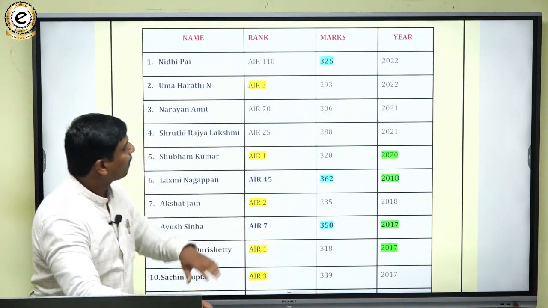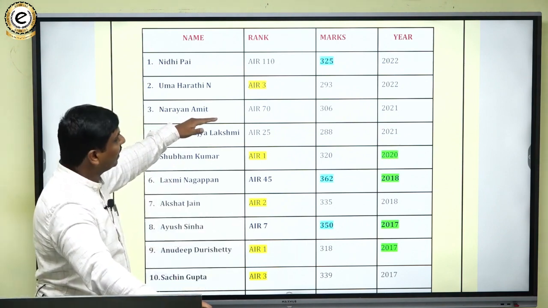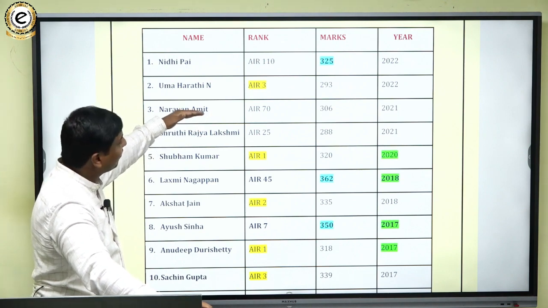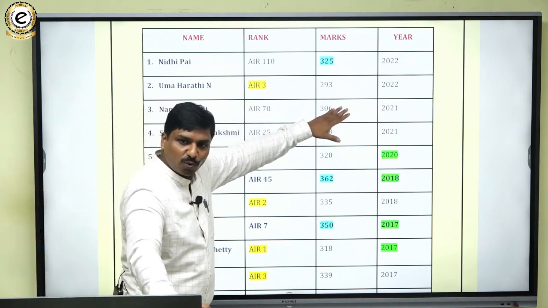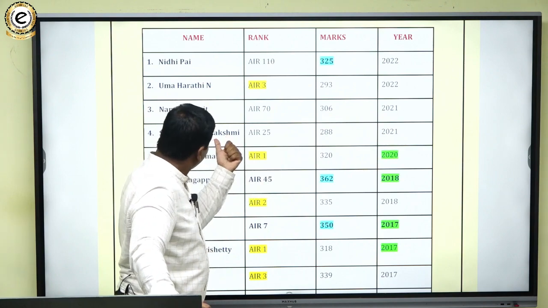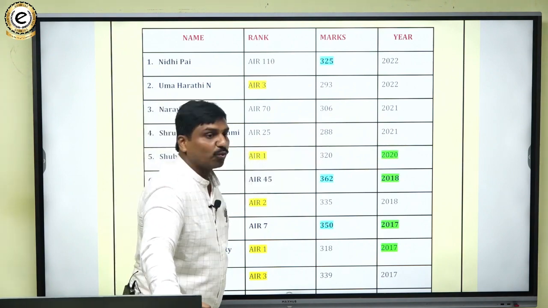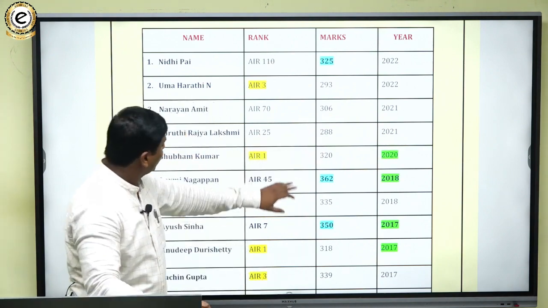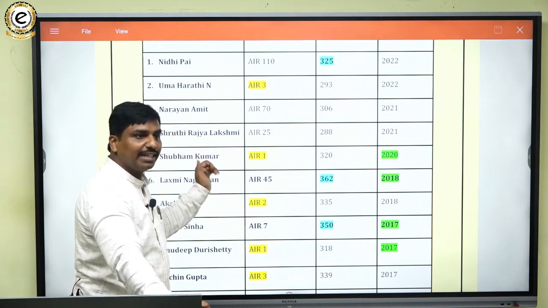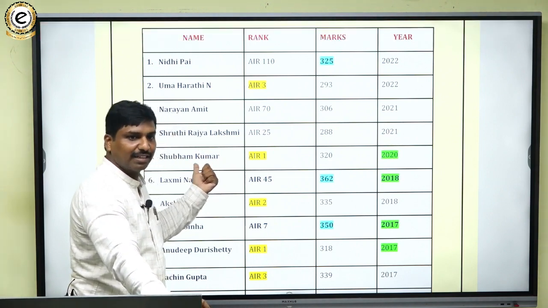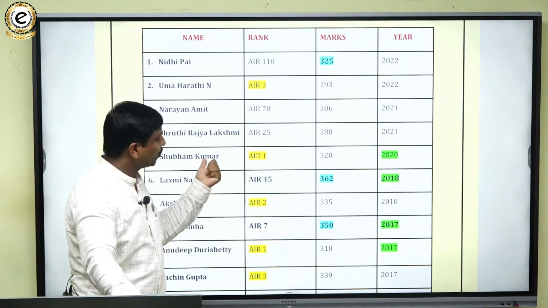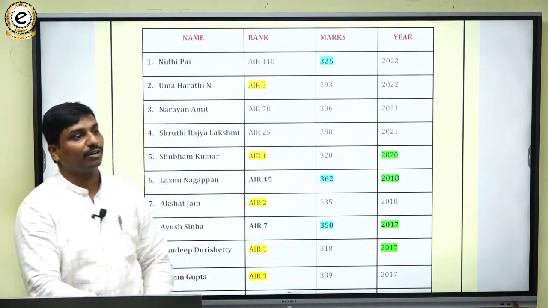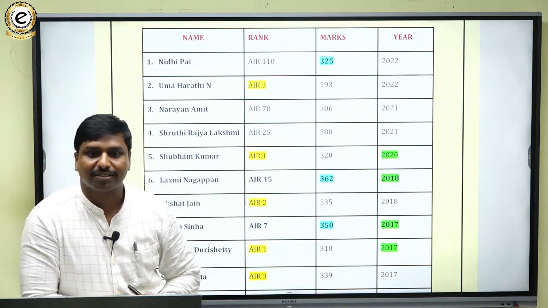In 2021, we had students like Narayan Amit, who scored 306, and Shruti Rajalakshmi, who scored 288. Then in 2020, the UPSC topper, Shubham Kumar, had anthropology as an optional, and he secured around 320 marks.